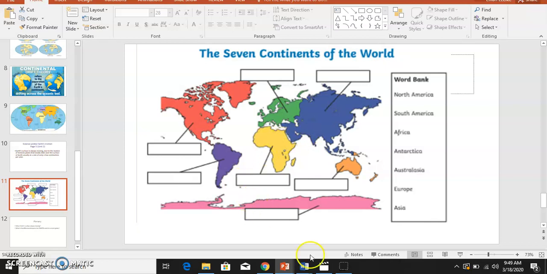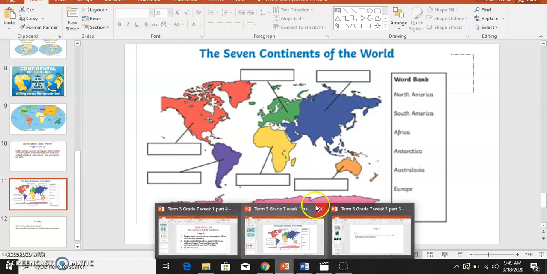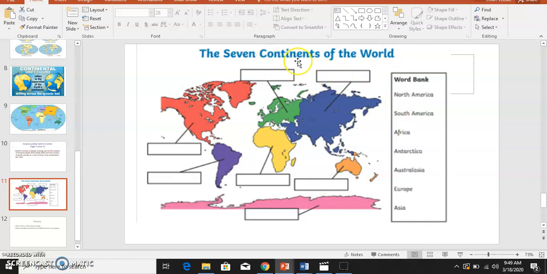Now, quickly before we end the lesson, I put up this worksheet here for you to do, just to refresh your mind about the continents of the earth. You should know it. Use the word bank to fill up these spaces. As you do that, you'll be able to understand really. So try to do the worksheet to refresh your mind again.